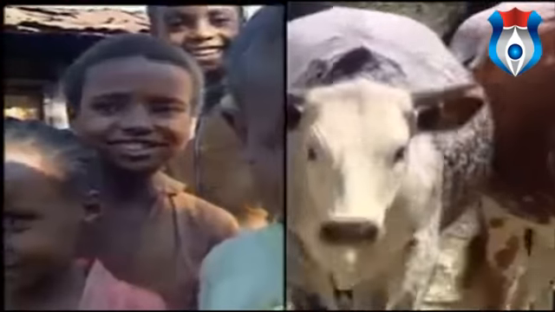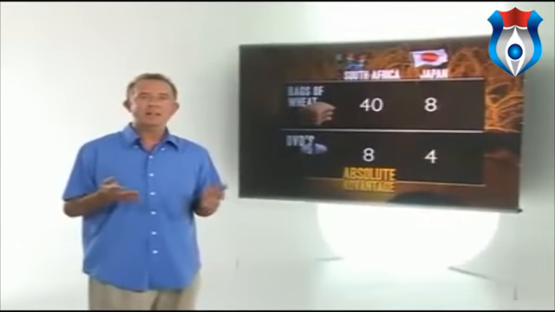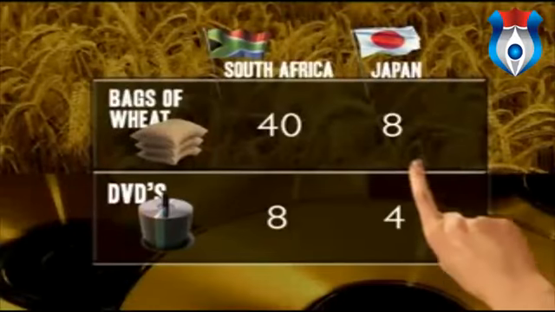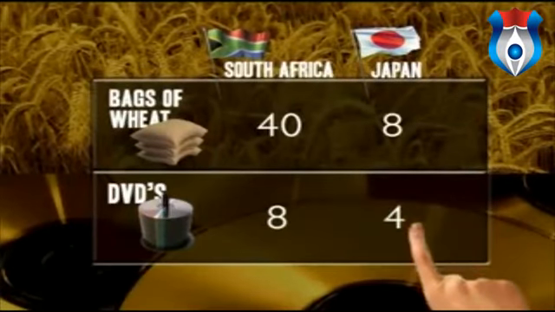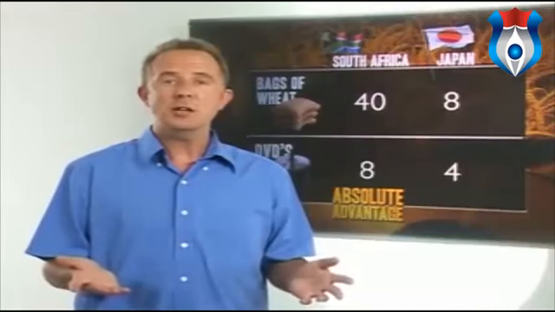Okay, let's try and take the theory a bit further. According to this new table, we assume that South Africa has an absolute advantage with both products. It can efficiently produce either wheat or DVDs. Looking at this new data, it would seem that there is no longer any reason for trade between these two countries. But this is not quite true.